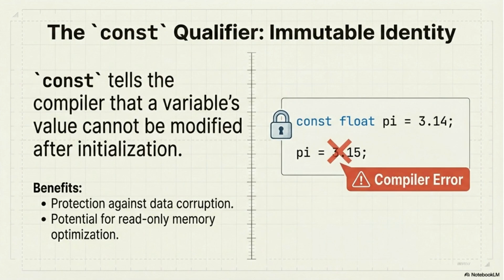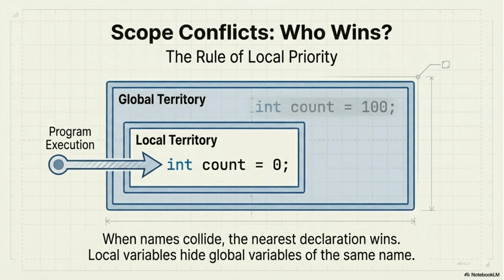It tells the compiler that a variable's value cannot be modified after initialization, which protects against data corruption and allows for read-only memory optimization. In scope conflicts, the rule of local priority dictates that the nearest declaration wins. Local variables, such as count set to 0, hide global variables of the same name, count set to 100.